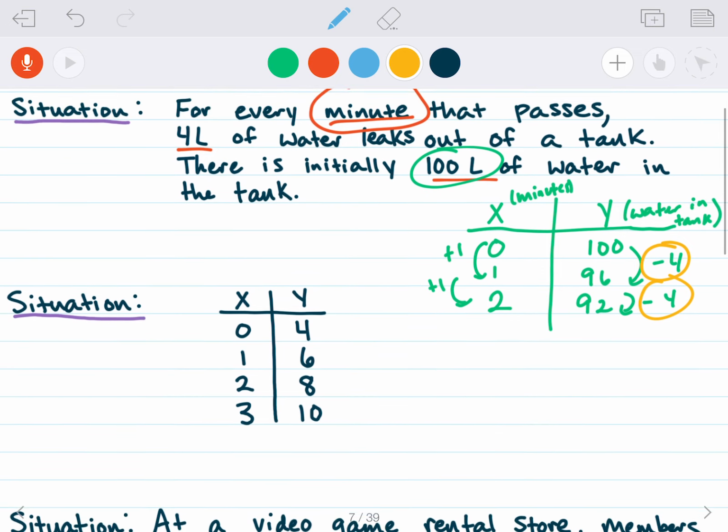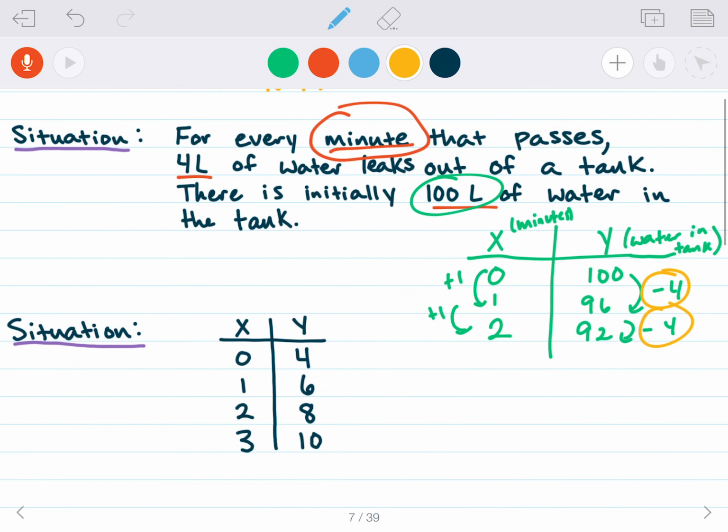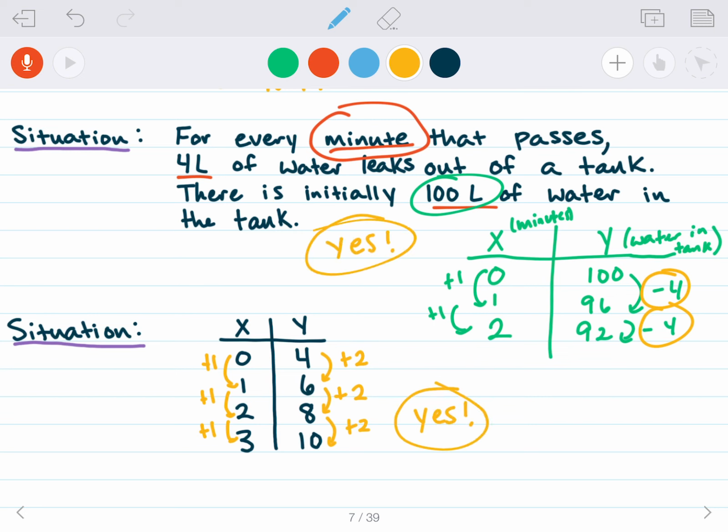What about this little table right here? So it looks like our x values are all increasing by 1. So plus 1, plus 1. Now the question is, are the y values increasing or decreasing by a set amount? Well, yeah, 4 to 6 is plus 2. 6 to 8 is plus 2. 8 to 10 is plus 2. So yes, this is linear. This one was also linear up here, right?